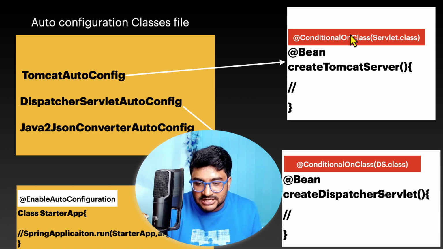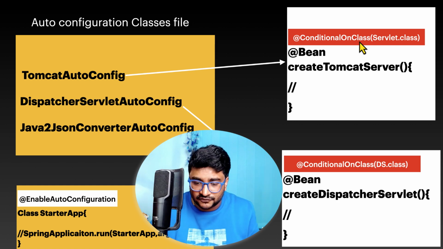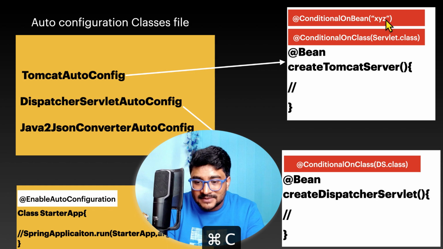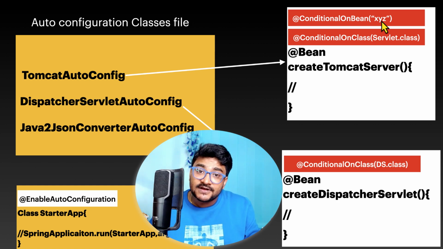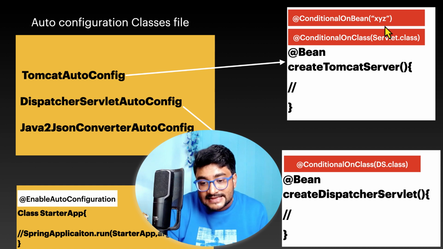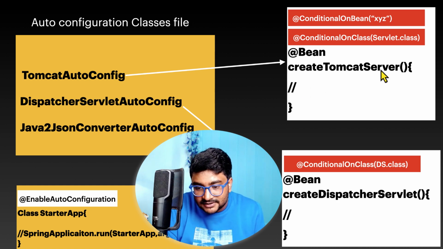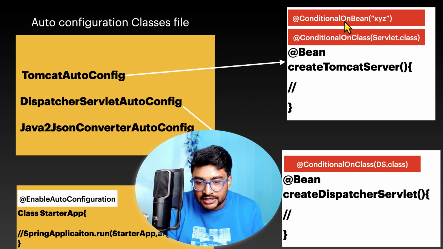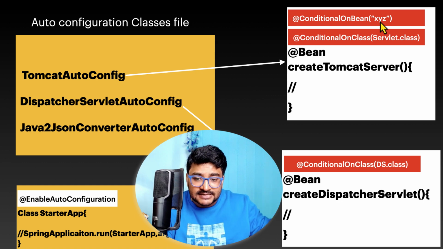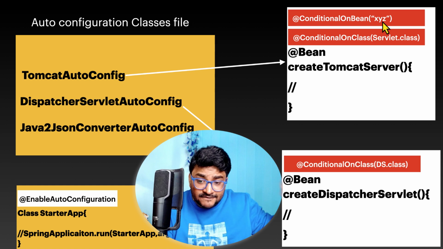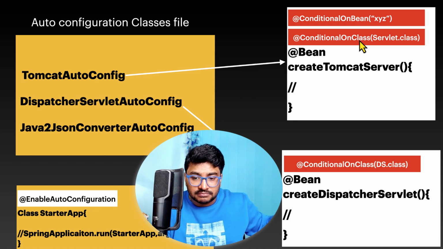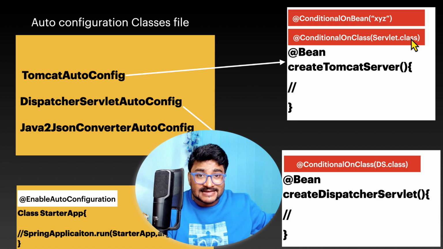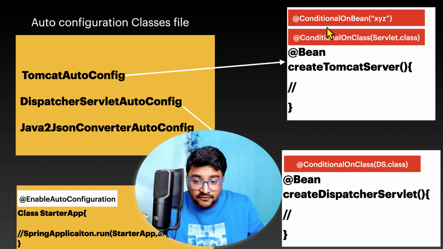When there is a class present called dispatcher servlet class inside the class path, then this bean will be created, right? And like that, not only conditional on class, there are different types of conditional related annotation. For an example, conditional on bean XYZ. What I mean by XYZ, I'm just writing something random here, XYZ. That means look inside the application context. If there is a bean created by the developer called XYZ, then only create this bean. So to create this bean called create Tomcat server, both of these conditions should match right now. Conditional on bean XYZ, that means inside the application context, look whether there is a bean called XYZ present or not. If present, then only create this particular bean. Like that, conditional on class, look inside the class path, if there is a servlet.class file present inside the class path, if present, create this bean. So only when this couple of conditions match, create this bean.